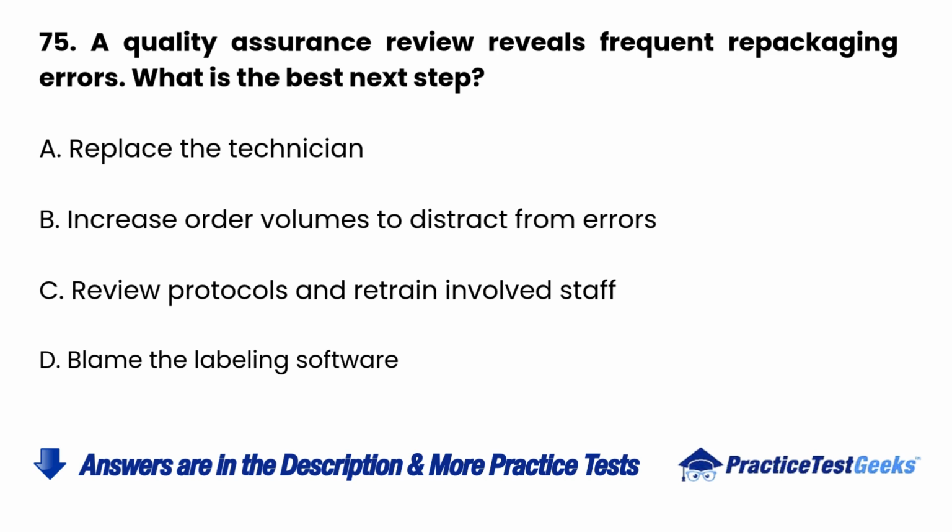75. A quality assurance review reveals frequent repackaging errors. What is the best next step? A. Replace the technician. B. Increase order volumes to distract from errors. C. Review protocols and retrain involved staff. D. Blame the labeling software.